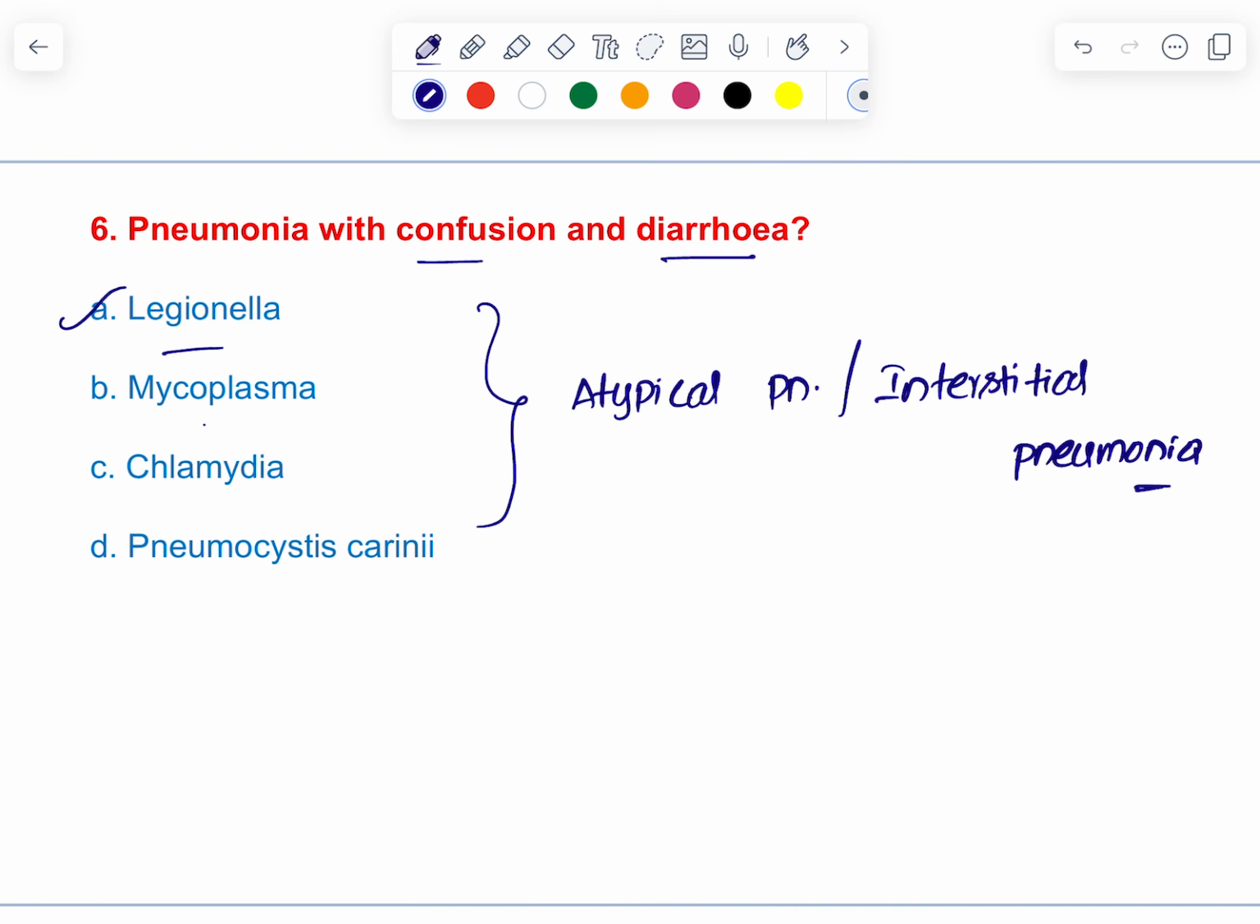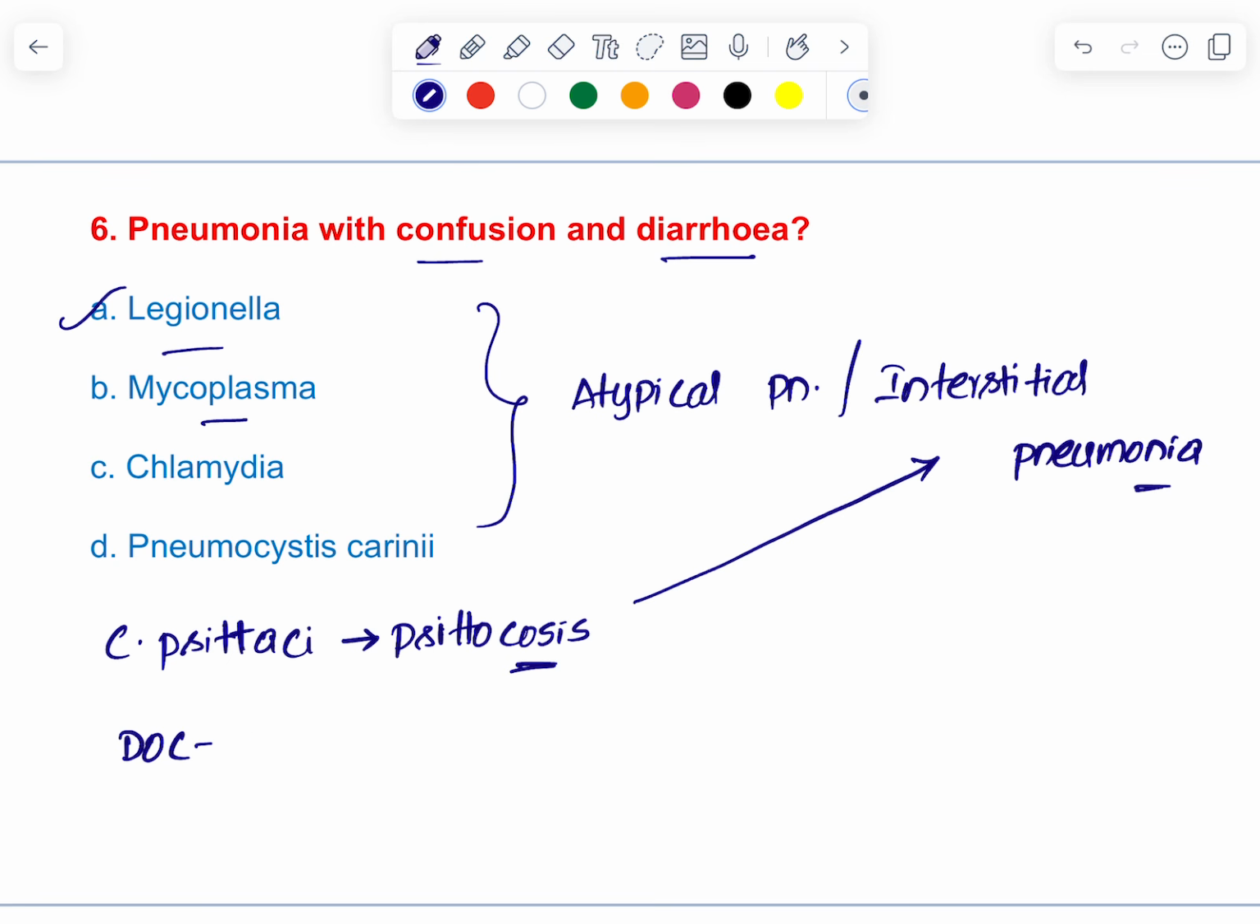And Mycoplasma, as I was just discussing, is the smallest living organism. And what about Chlamydia? Even Chlamydia pneumoniae, or we have what is called Chlamydia psittaci. Chlamydia psittaci is that which will cause psittacosis. And the causative agent, Chlamydia psittaci, causes interstitial pneumonia. And here also the drug of choice is azithromycin.